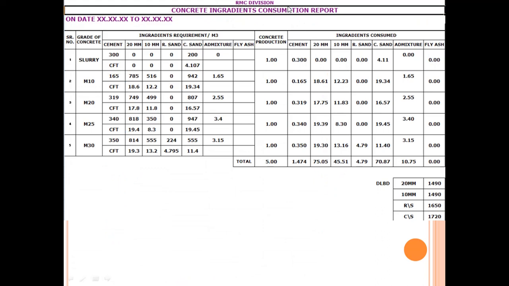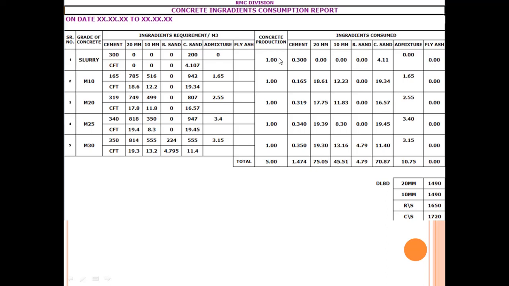Then the concrete ingredient consumption report. This should be the necessary concrete ingredient consumption report. In that, the serial number column is the grade of concrete, that is slurry, M10, M20, M25, M35, and any other you can add in this row. Then cement required, aggregate ingredient required per meter cube. So first is the requirement we have calculated. Theoretically we can calculate the requirement, or as per design we can calculate the requirement. Then concrete production, how much concrete of each type is produced, we will get here.